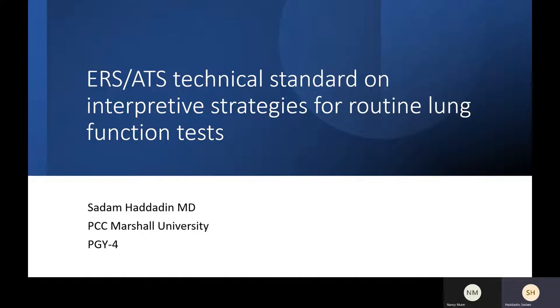When they use the GLI, they provide you age-appropriate upper and lower limit of normal. Yes, and that's what we were using. To be honest, I don't think there's... No, but it is not very clear for the reader sometimes.